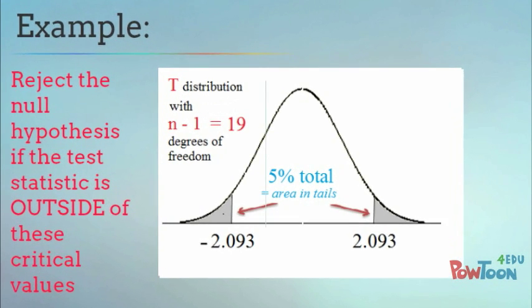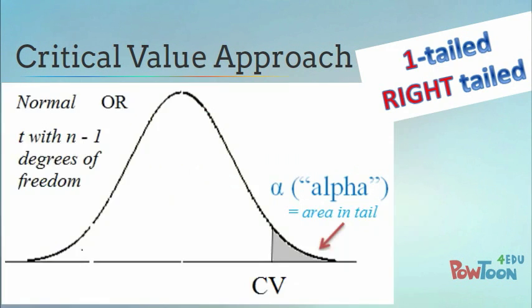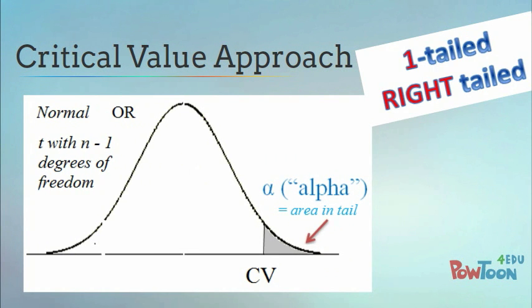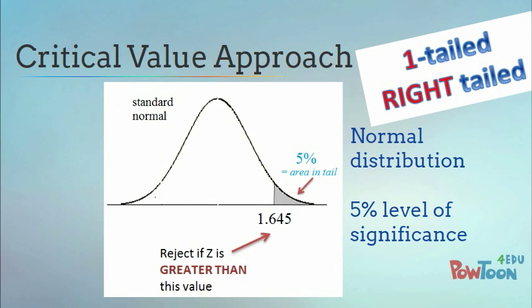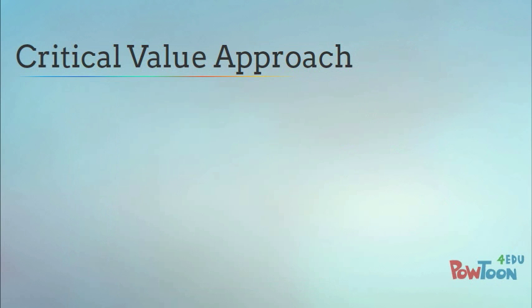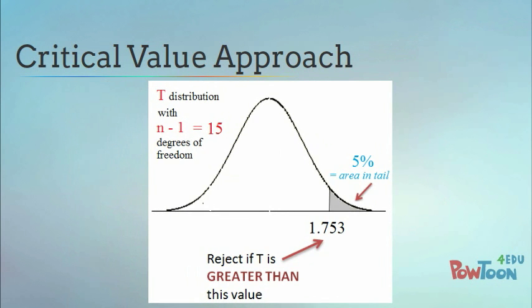these values. For a one-tailed right-tailed test, we find the critical value that cuts off alpha percent of the probability to the right. For example, for a normal distribution and a 5% level of significance, the critical value would be positive 1.645. If we have a t-distribution with 15 degrees of freedom, 5% is the probability to the right of 1.753, the critical value. We reject if the test statistic is greater than the critical value.